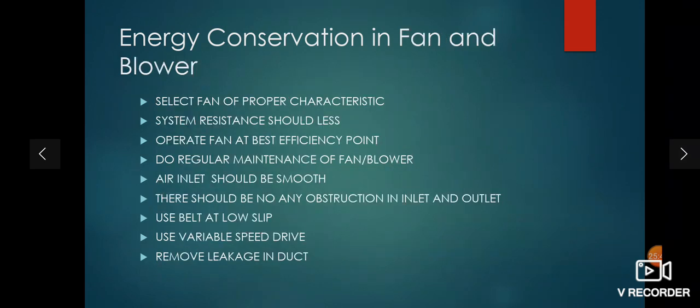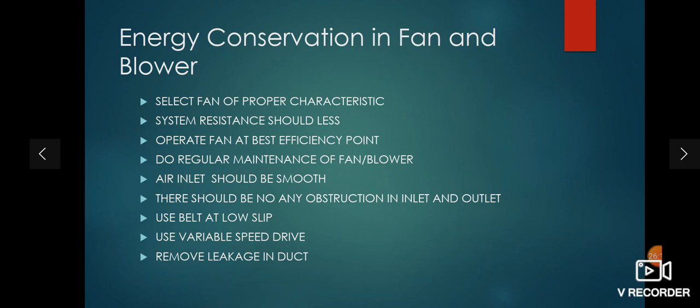In the same way, energy conservation in fans and blowers. In fans and blowers, select a fan of the proper characteristics. Then operate the fan at its best efficiency point. You have to choose the point at which the fan will give the highest efficiency, so operate at that point.